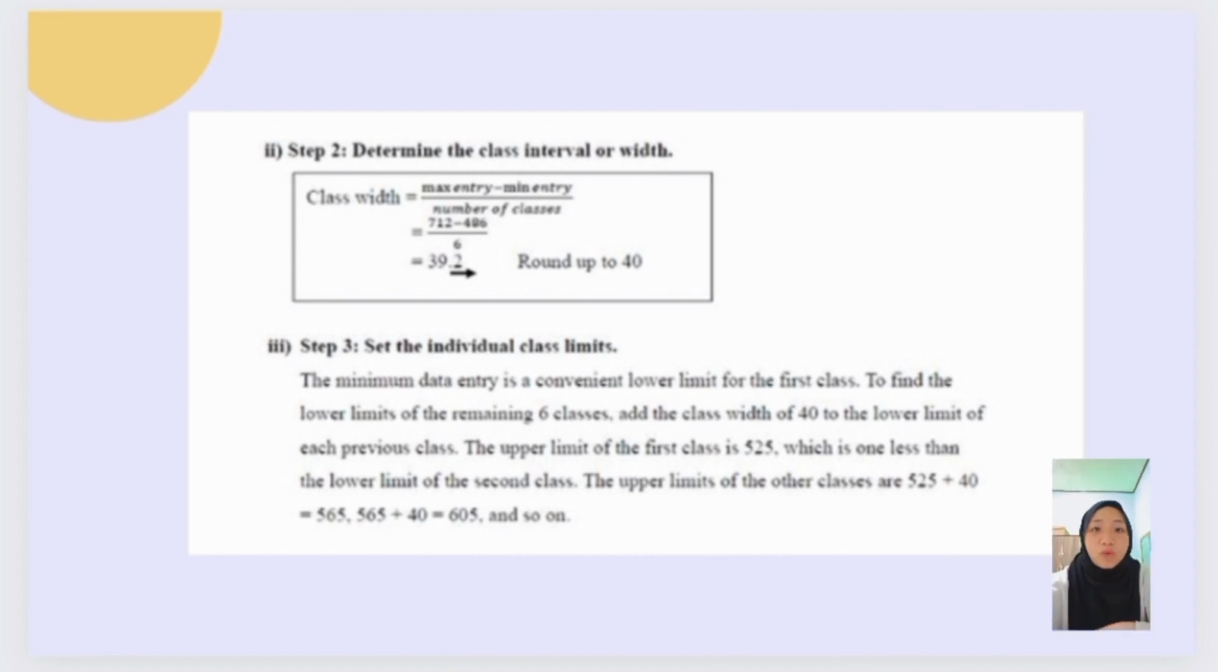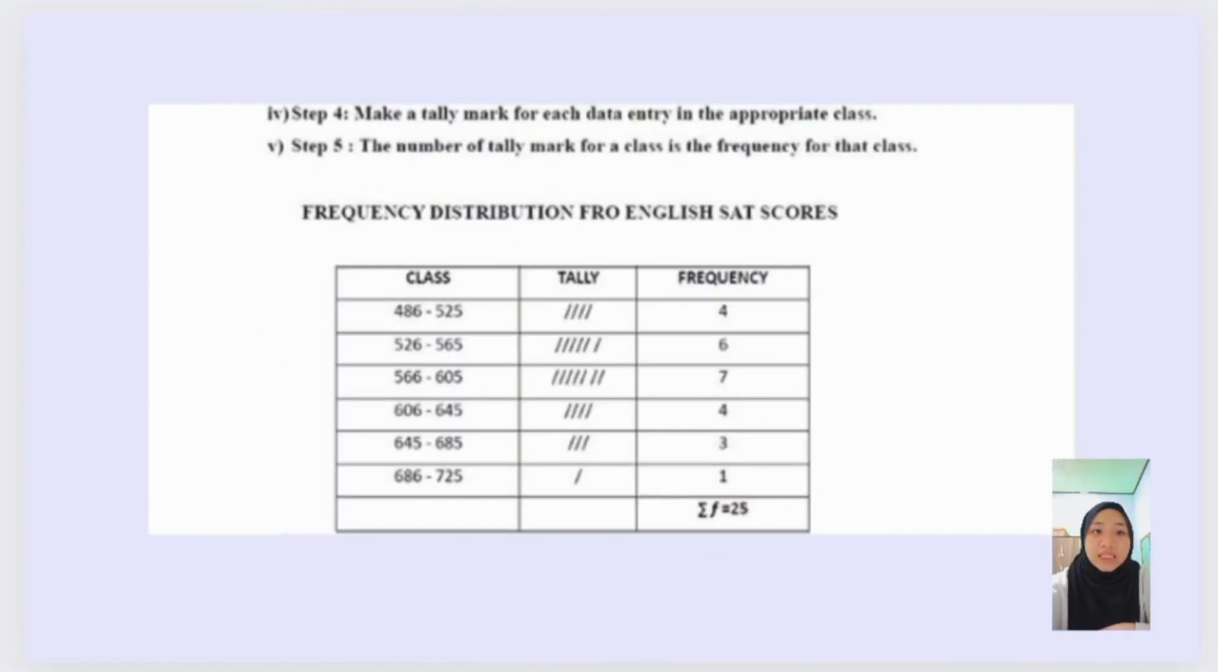Next, in step 2, I should determine the class width. Use the formula: class width equals maximum entry minus minimum entry, divided by the number of classes. So 721 minus 486, divided by 6, equals 39.2, and the number should be rounded up to 40.